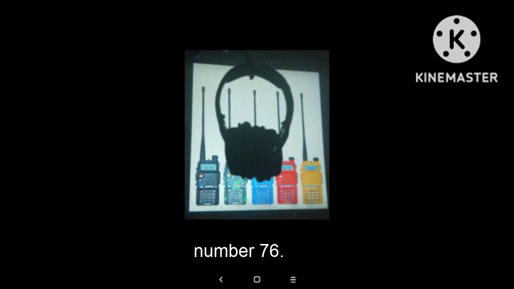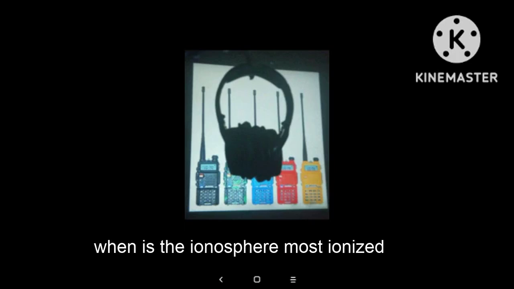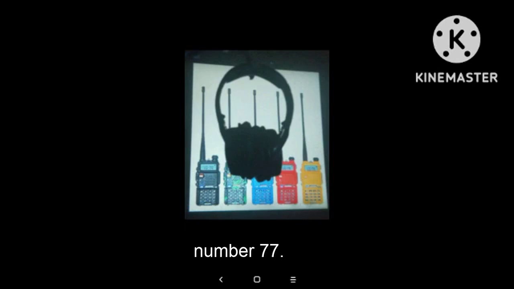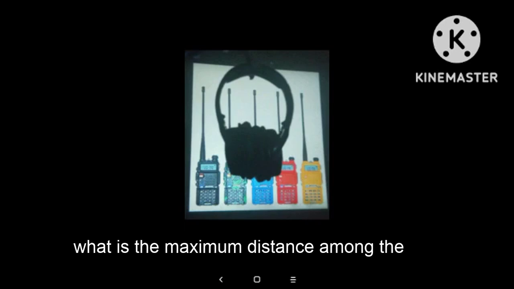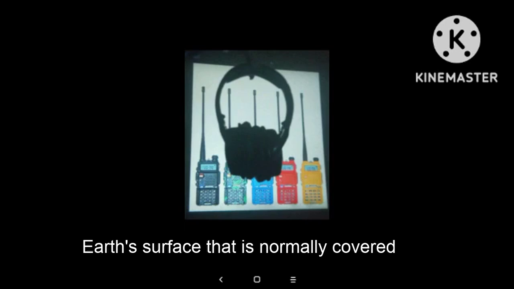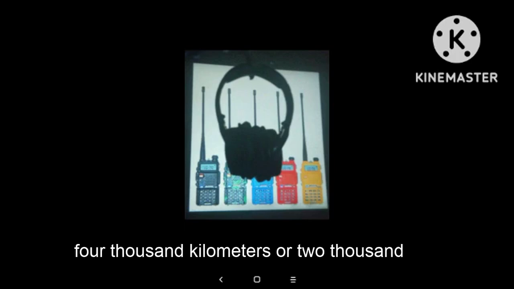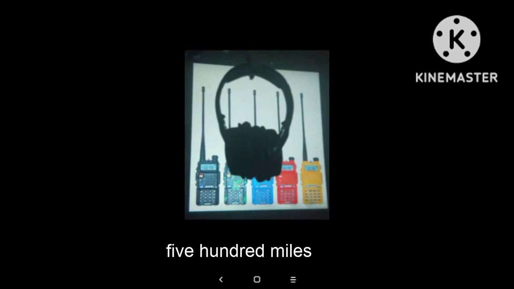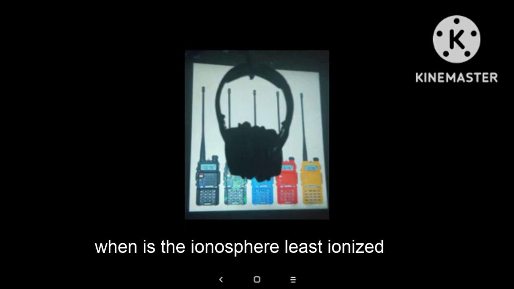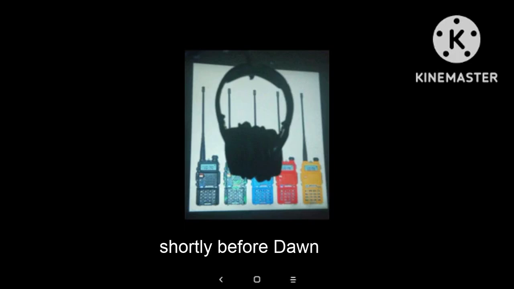Number 76. When is the ionosphere most ionized? Midday. Number 77. What is the maximum distance along the Earth's surface that is normally covered in one hop using the F2 region? 4,000 kilometers or 2,500 miles. Number 78. When is the ionosphere least ionized? Shortly before dawn.